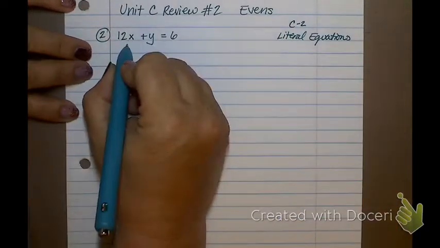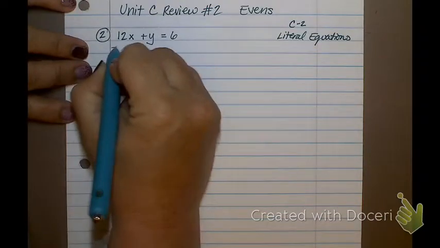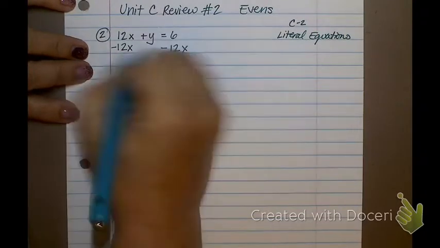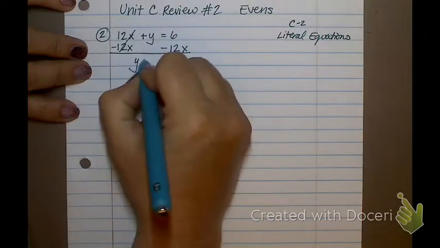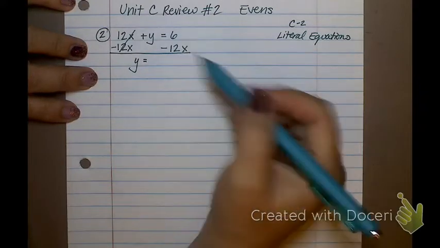All right, so I have to get y by itself. What do I do to get y by itself? Subtract 12x. Can 6 actually subtract 12x from it? Why not? They're not like terms, right? One has an x, one doesn't.